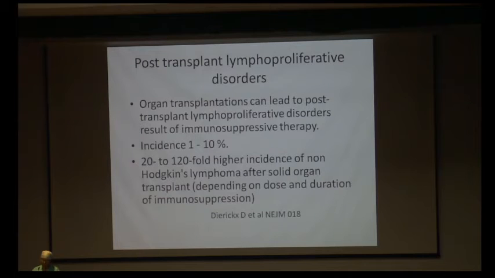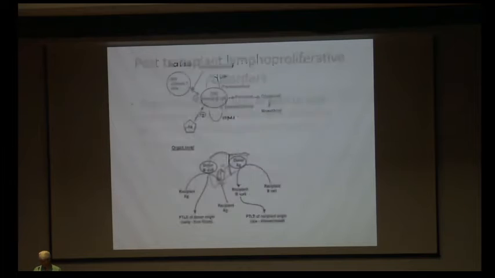Now something more about post-transplant lymphoproliferative disorder. Organ transplantation can lead to post-transplant lymphoproliferative disorders as a result of immunosuppressive therapy. The incidence is 1 to 10%, and patients on immunosuppression have a 20 to 120-fold higher incidence of non-Hodgkin's lymphoma. And obviously they are very fatal diseases.